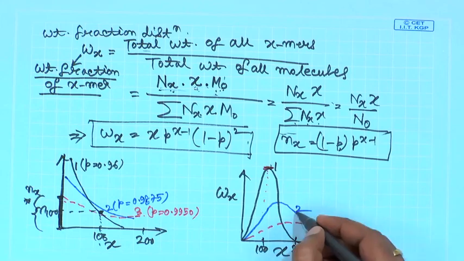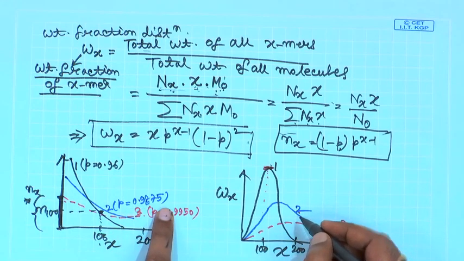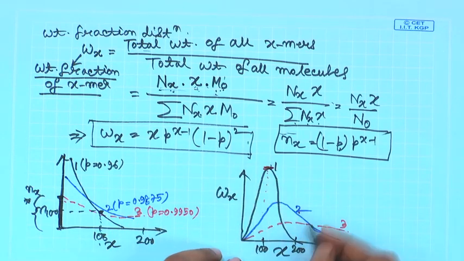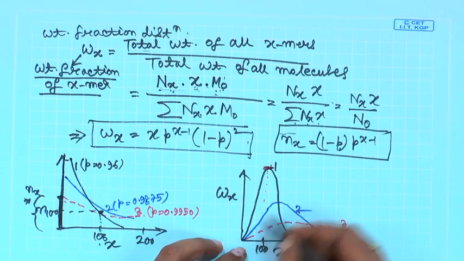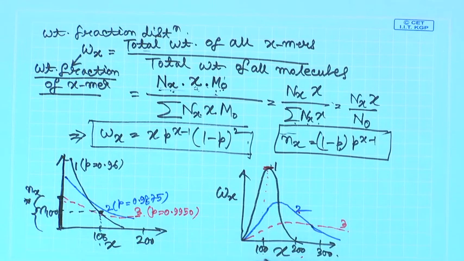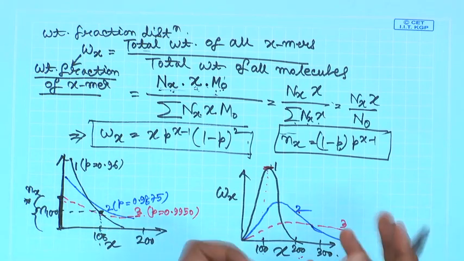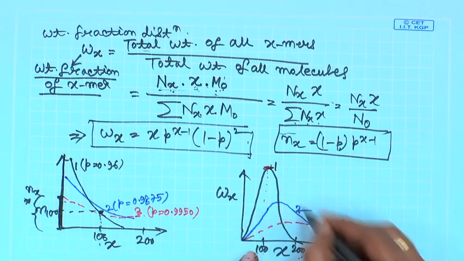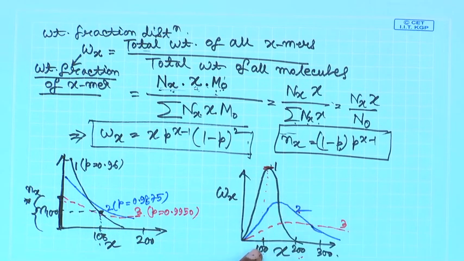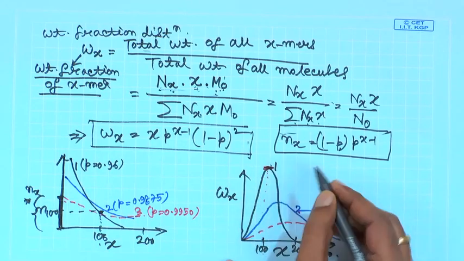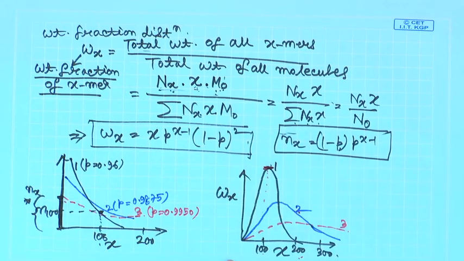Or if you are looking at curve 2, which is 0.9875, 98% conversion and close to 99% conversion, somewhere between 100 and 200 structural units will be there per polymer molecule. The proportion of those species in terms of weight is the highest, and this maximum roughly corresponds to the number average molecular weight. So, this is the difference.